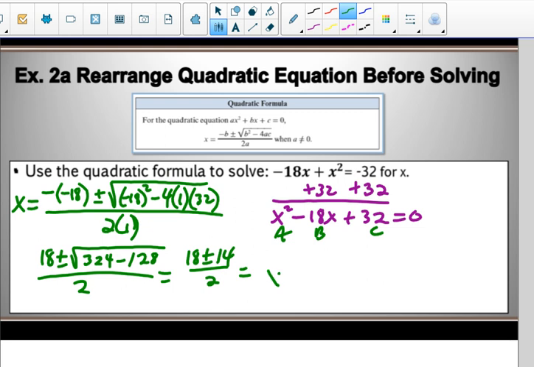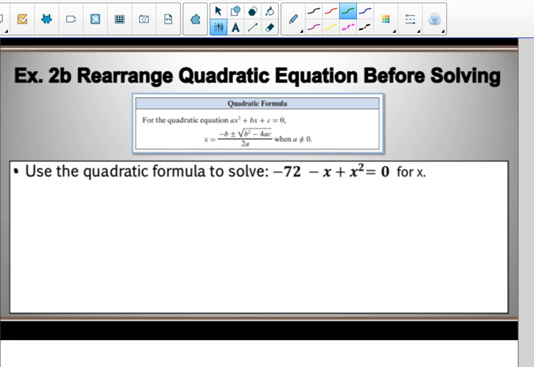So that will give us two answers. x equaling 18 plus 14 is 32. 32 divided by 2 is 16. 18 minus 14 is 4. 4 divided by 2 is 2. So these two would be our answers, 16 and 2. You may work on 2b yourself for extra practice.